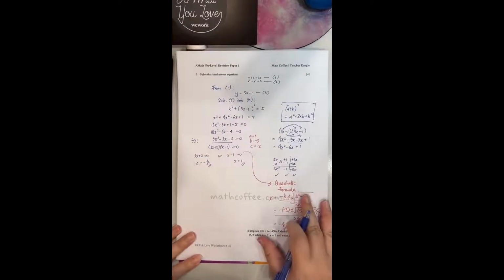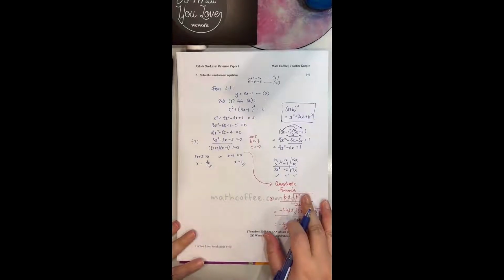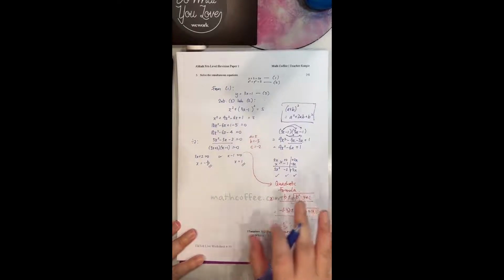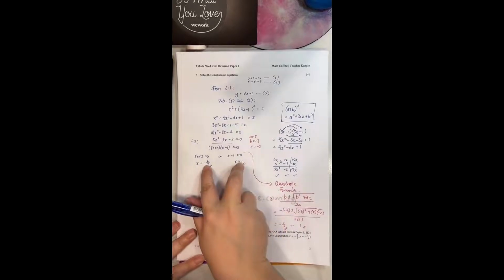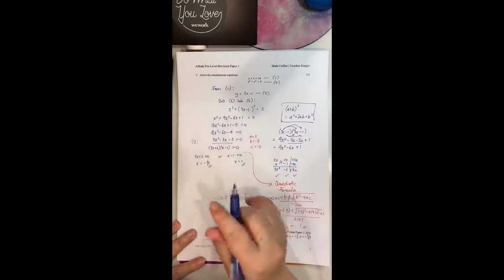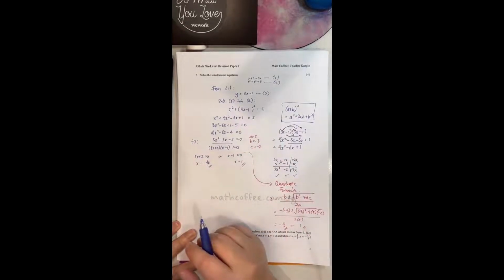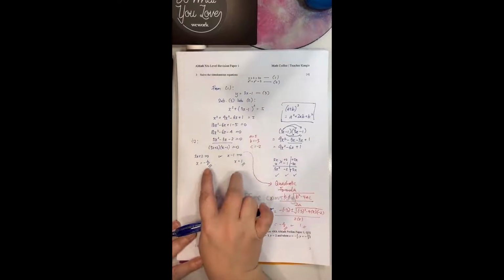And don't forget, this is simultaneous equations. You are supposed to solve for x and y. A common mistake is that students solve x already, then they are very happy and move on to the next question. So you need to know that you still need to solve y as well.